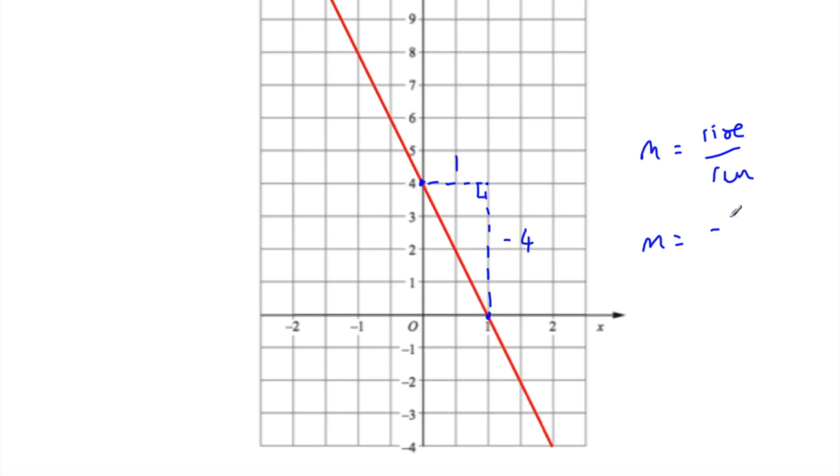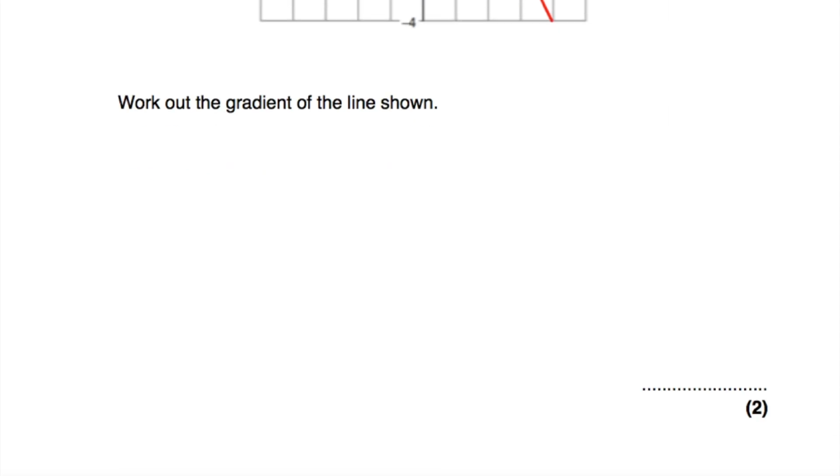So the gradient is the rise, negative 4, divided by the run, which is 1. Negative 4 divided by 1 is equal to negative 4. So the gradient of that line is negative 4. And that's it.